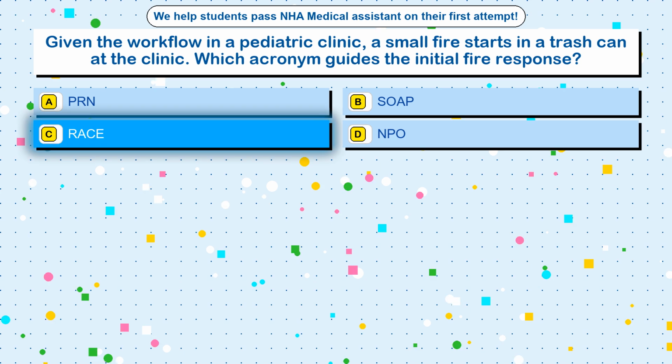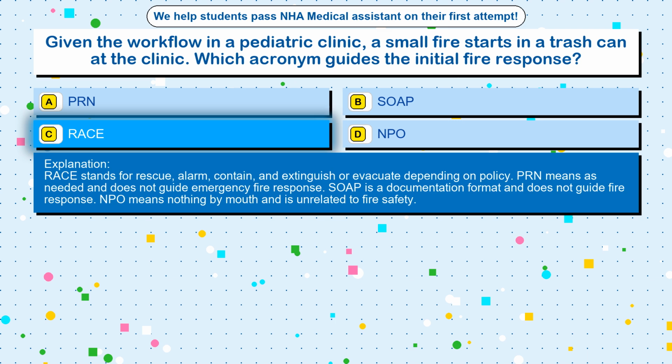The correct answer is option C, RACE. RACE stands for Rescue, Alarm, Contain, and Extinguish or Evacuate depending on policy. PRN means as needed and does not guide emergency fire response. SOAP is a documentation format and does not guide fire response. NPO means nothing by mouth and is unrelated to fire safety.